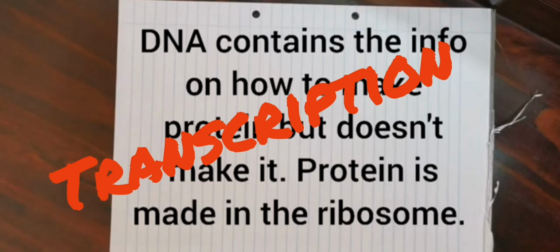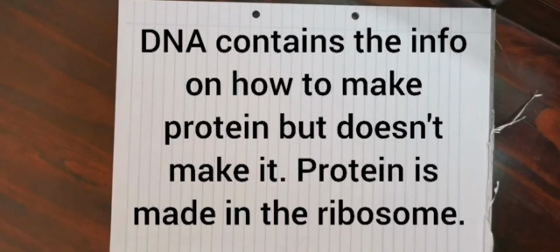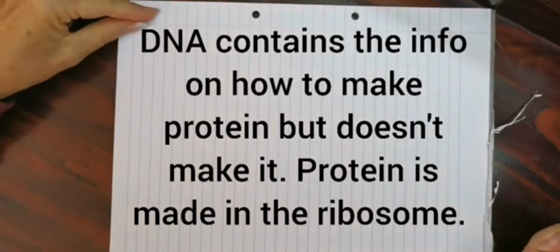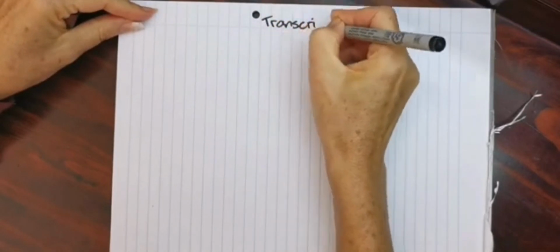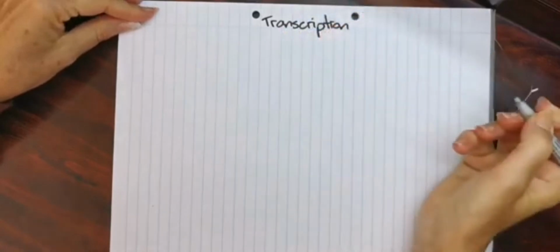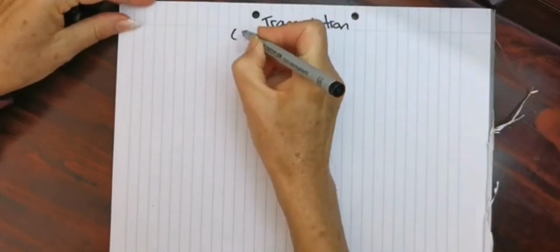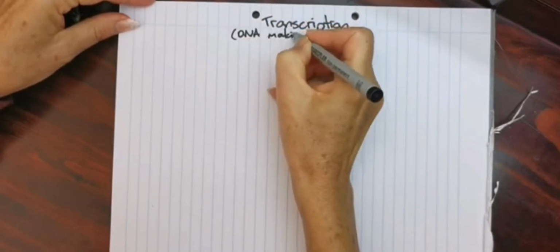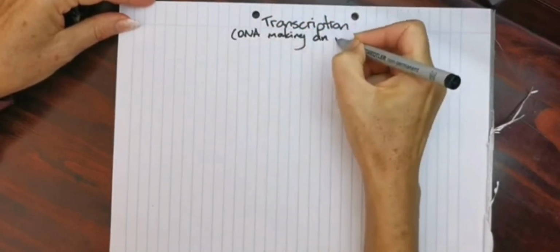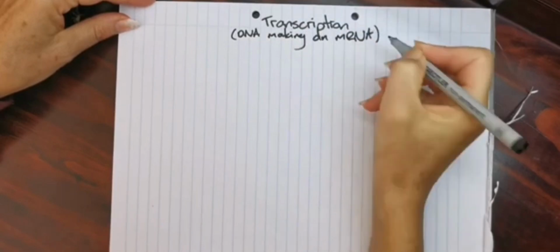Okay, so we know that the DNA is too big to go out of the nucleus to actually tell the ribosomes what to do. So it needs to make a messenger. The process of making this messenger is called transcription. Transcription just really means it is the process of DNA making an mRNA strand. So making a messenger. The messenger is called mRNA. So how does the DNA do that?